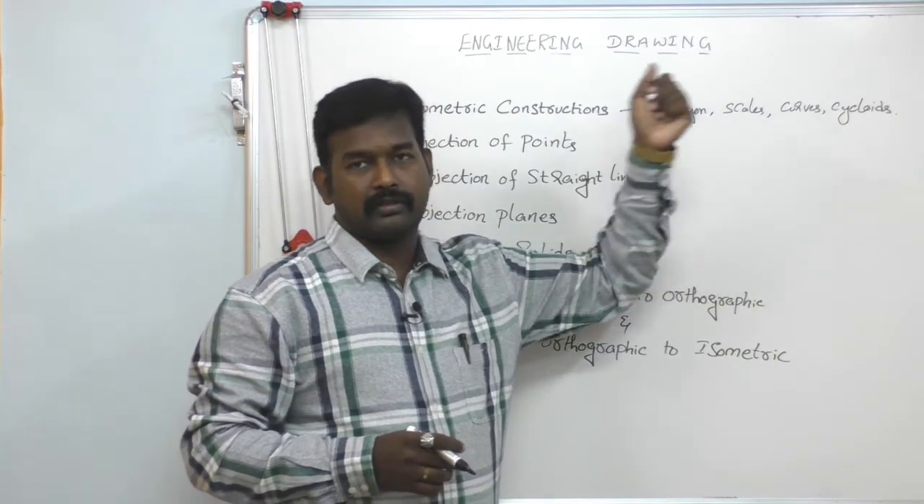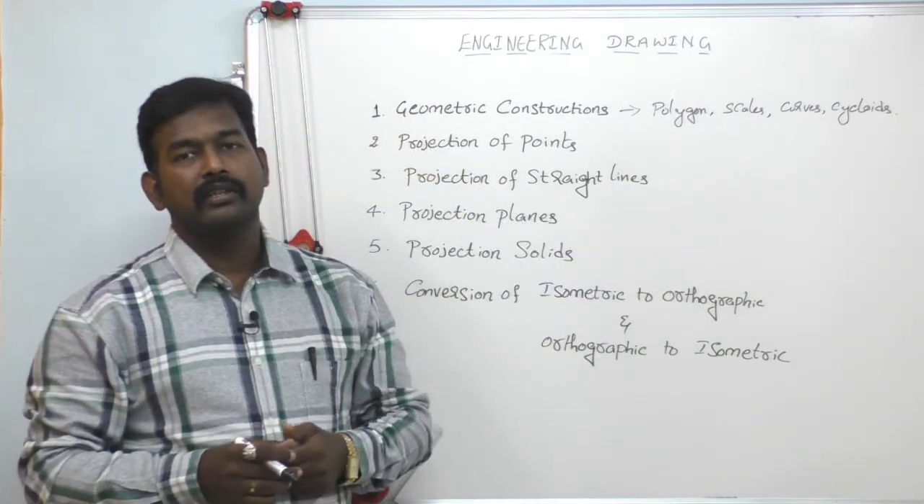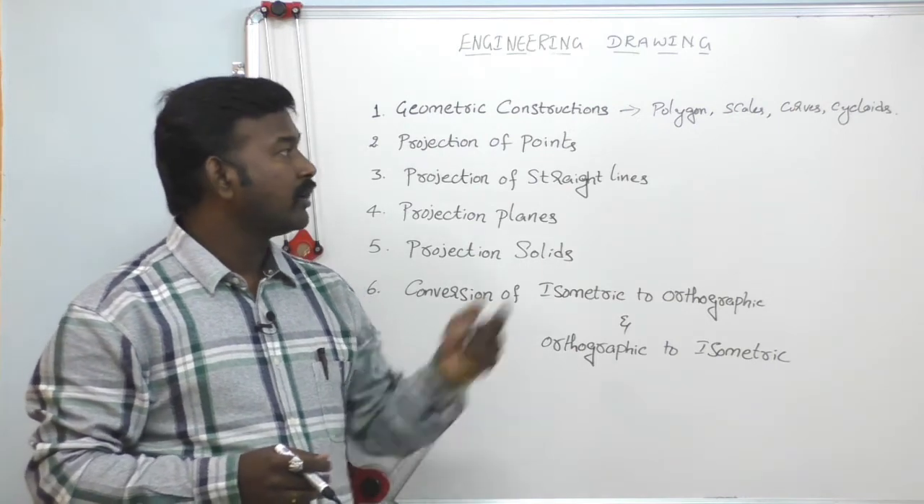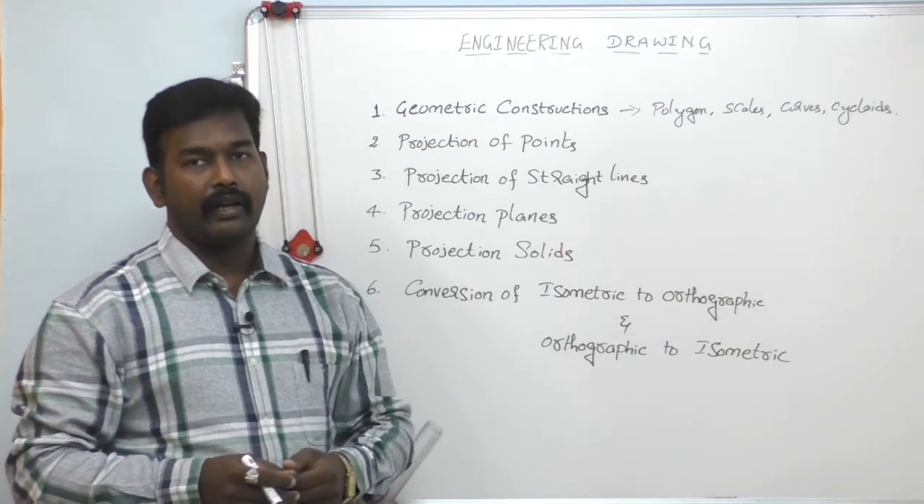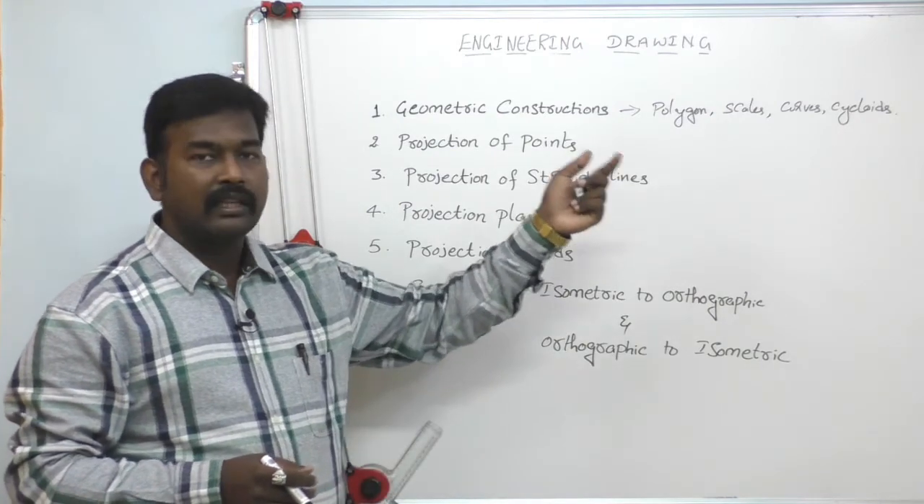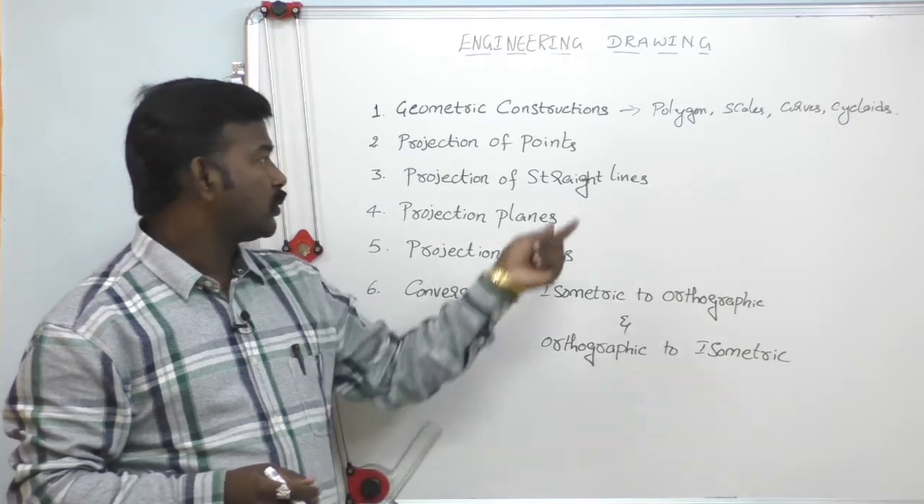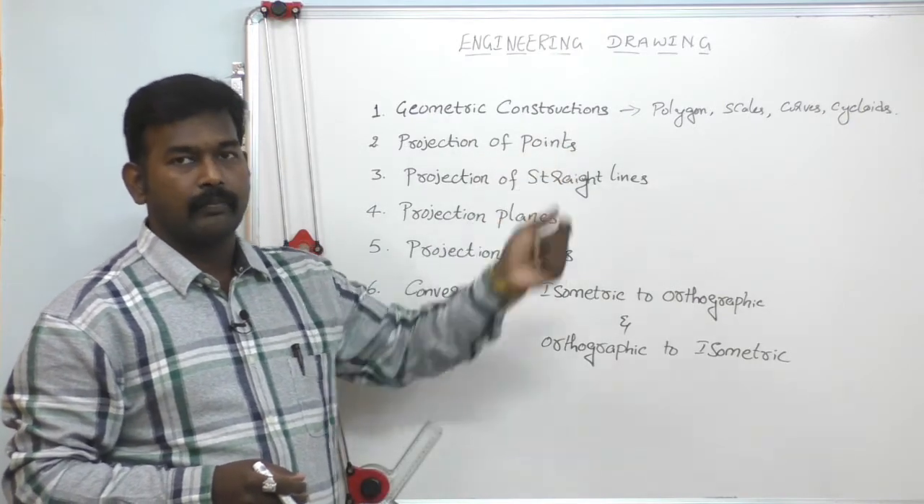And next, curves. What are the curves used in engineering drawing? Ellipse, parabola, hyperbola. And next one is the cycloid. These are the general things covered in geometric constructions. And next one is the projection of points.